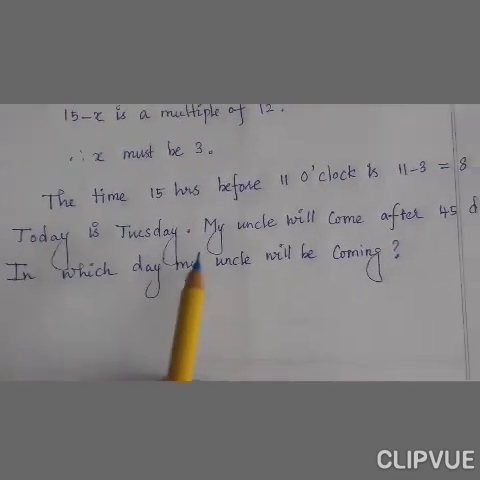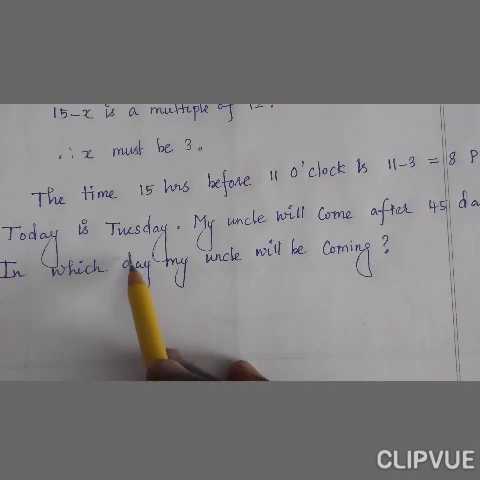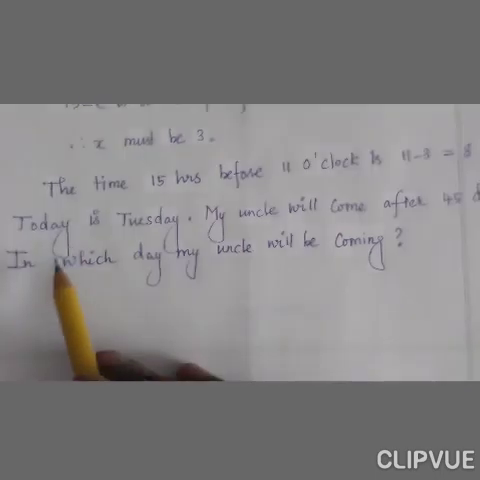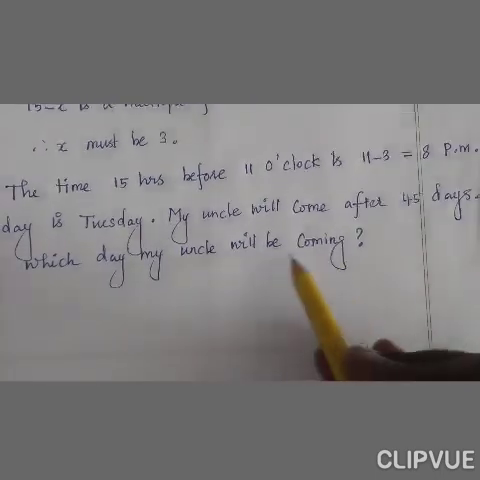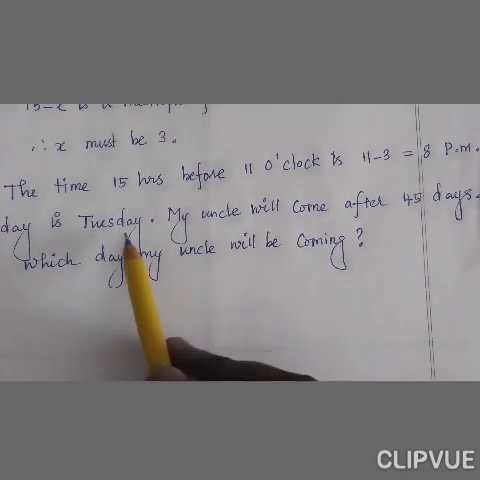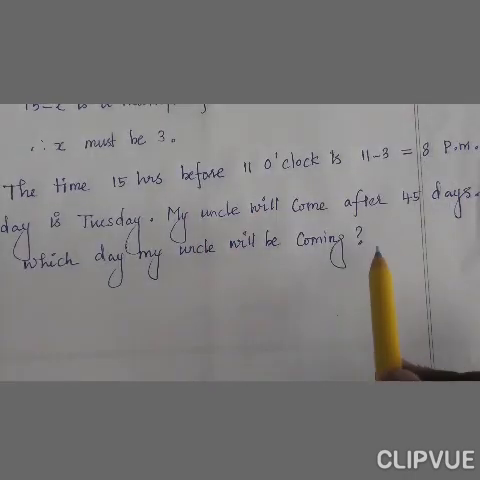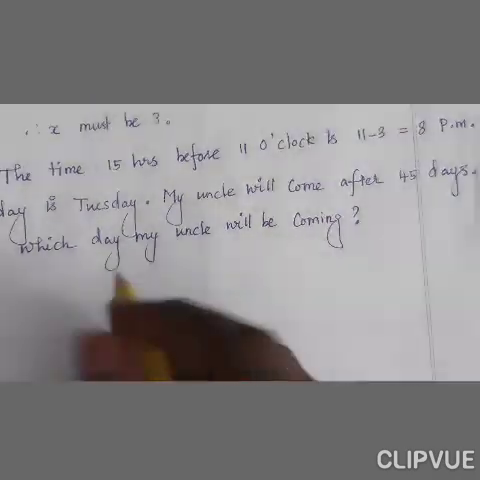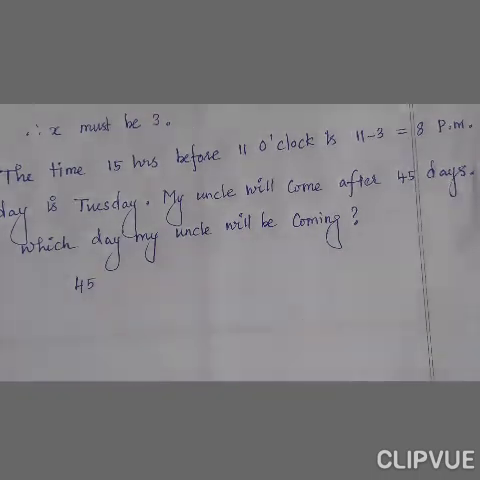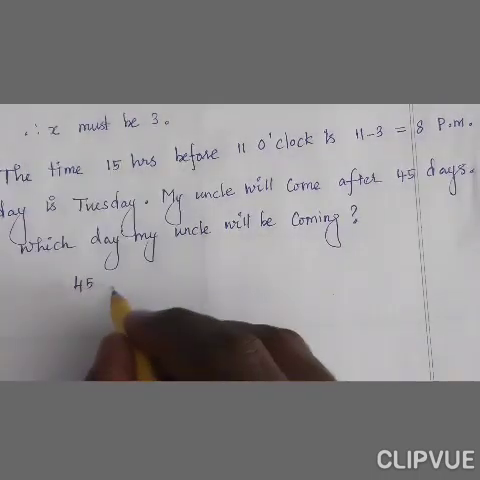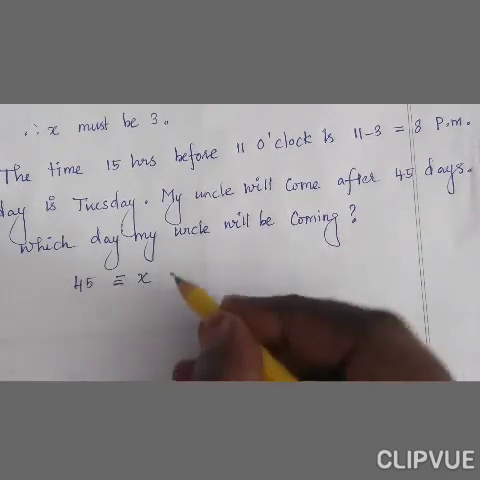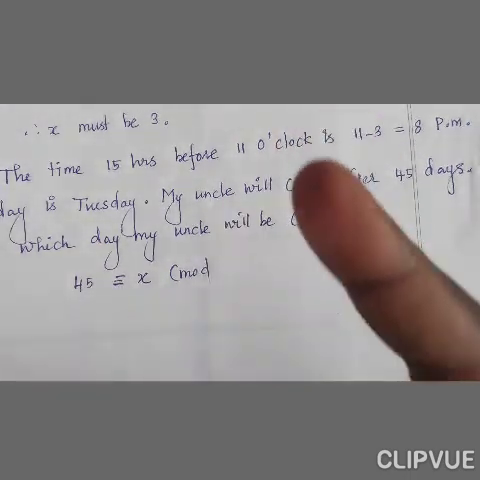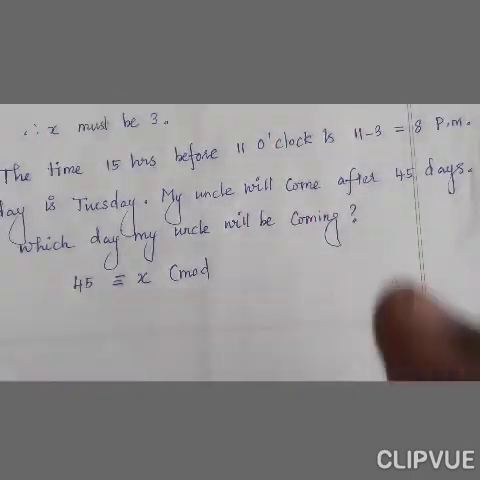Question number 7. Today is Tuesday. My uncle will come after 45 days. On which day will my uncle be coming? This is the question. Today is Tuesday, it is given. After 45 days, the same method we are going to follow here. So, after 45 days, we can take 45 congruent to x mod something. In the previous problem we have taken mod 12 because it was a clock.